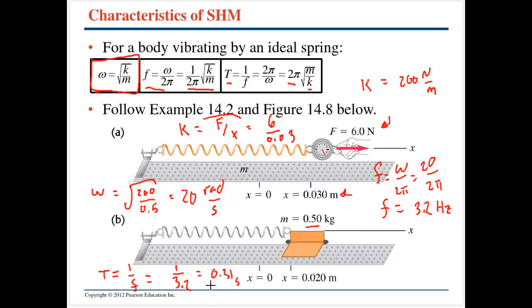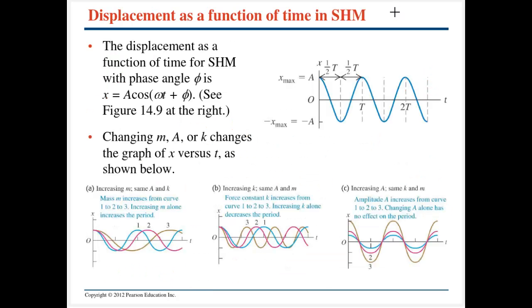So it takes that mass 0.31 seconds to go from its starting position to the other side of the equilibrium position, and then all the way back. If I took a look at the plot of the position versus time for my mass on the spring, I would see some sinusoidal behavior, and we could actually write that position versus time using a cosine, where the position is going to have some amplitude associated with it, the maximum displacement from the equilibrium.